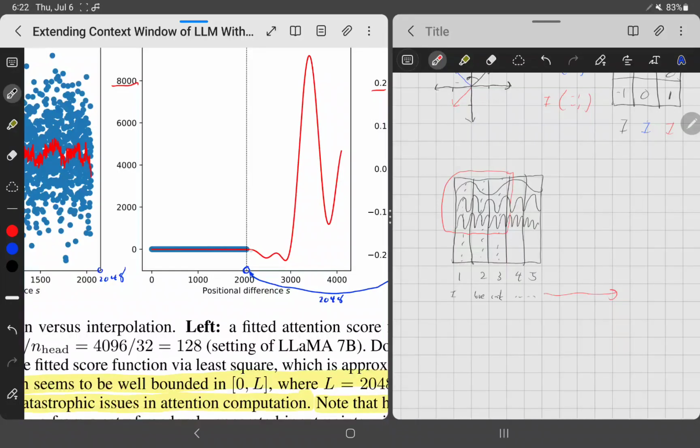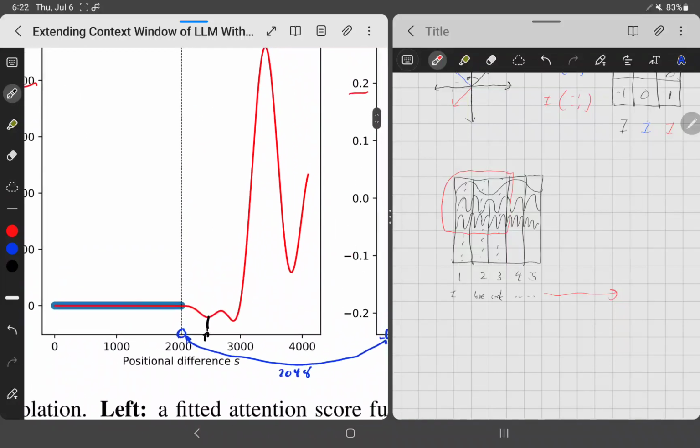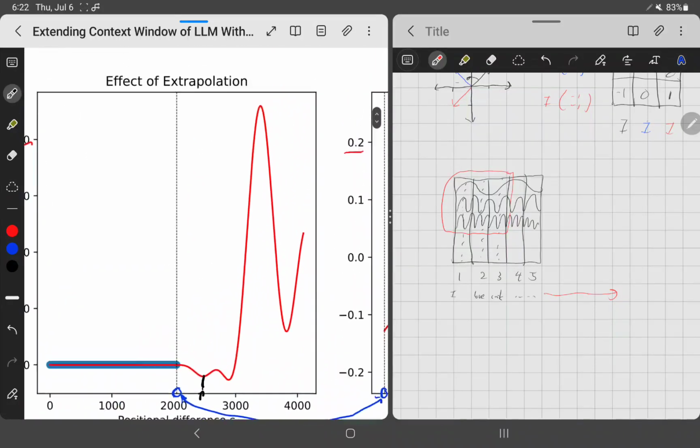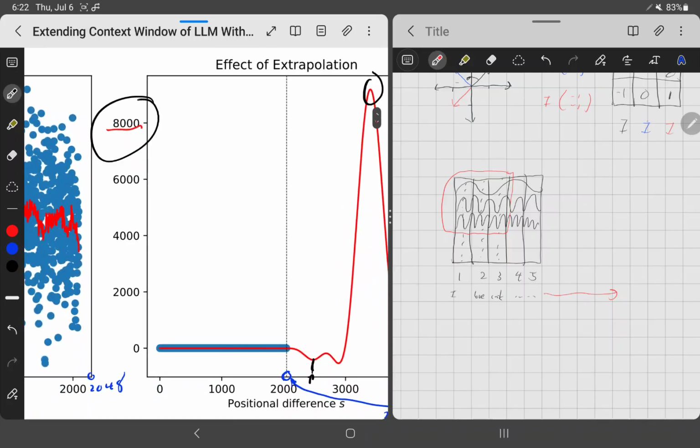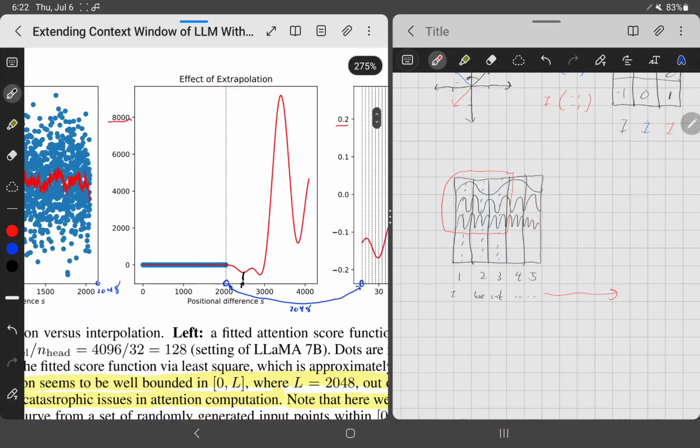But once you go a little bit beyond 2048, say 2500, then you start getting values that are kind of crazy. And if you go past 3000, you get an attention value of 8000, and that is basically going to make your network give garbage outputs. Nothing is going to be useful with this information. And that's the extrapolation problem.